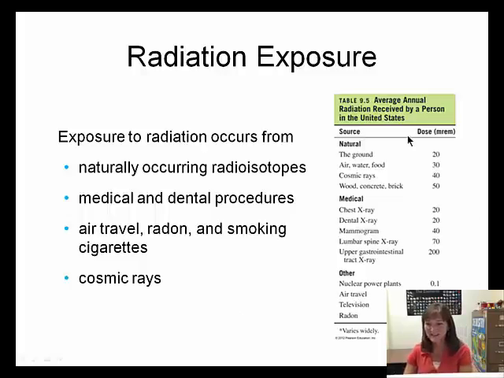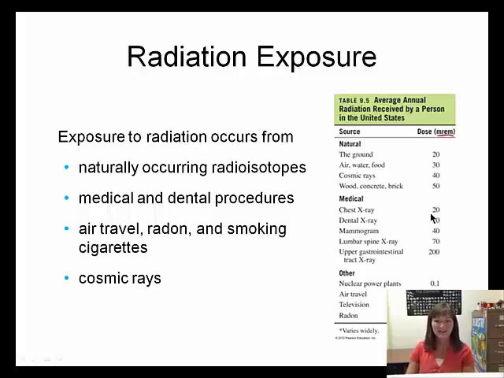Some of these are pretty interesting. I want to look down this table with you for a little bit because I found some of them pretty surprising. Here we've got some natural sources of radiation. The ground itself, depending upon where you are, might expose you to ore that is radioactive, with an average dose of about 20 millirems. Air, water, and food give about 30 millirems. Cosmic rays give about 40 millirems. Wood, concrete, and brick give about 50. So out of the natural sources, the most comes from being around wood, concrete, or brick walls.